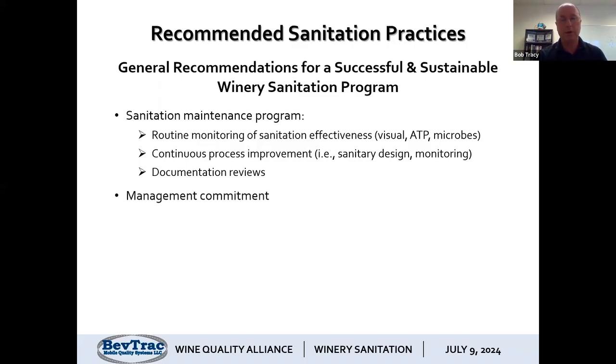You want management commitment for sanitation. This is where a lot of wineries struggle. There's always a push to get production going and make sure there's a lot of throughput, which is very important, of course. But sanitation needs to be part of the winery environment, and so you need management commitment.